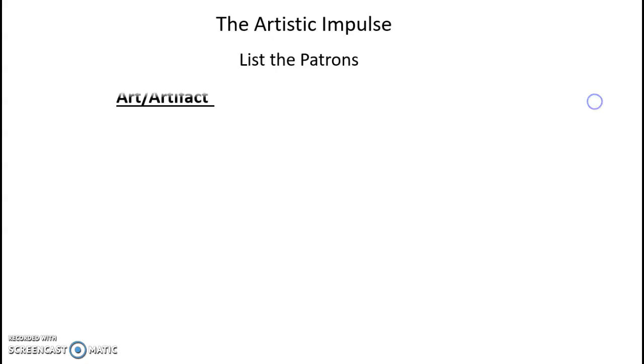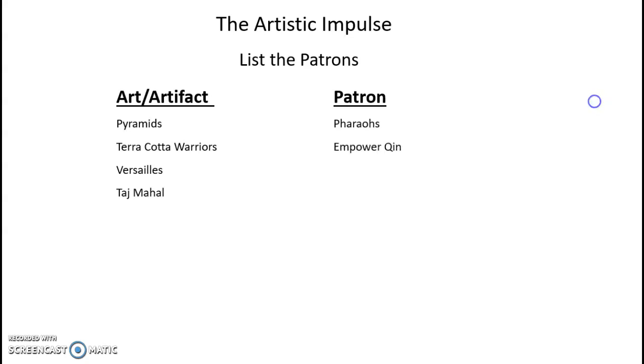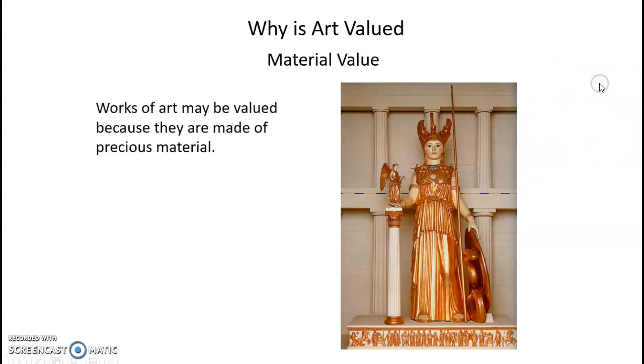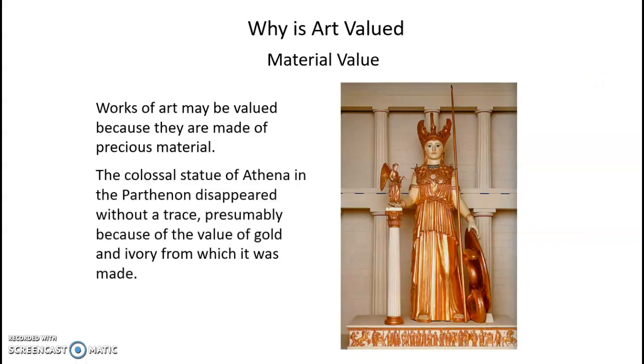Now, list of patrons for famous artworks: the pyramids, terracotta warriors, Versailles, and the Taj Mahal. These are the people that had them constructed. Okay. Now, why is art valued? One reason is material value. This is a copy of the statue of Athena that would have been in the Parthenon, and it was made of gold. So the material value of gold, it was made of a precious material.